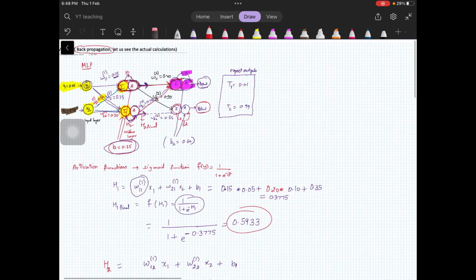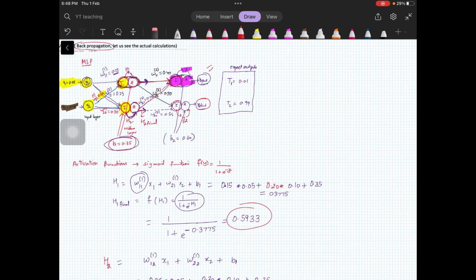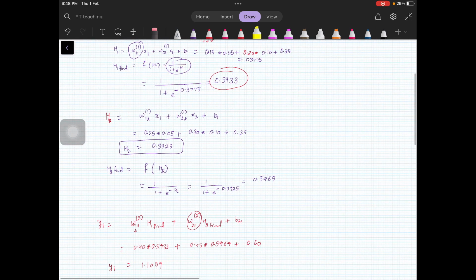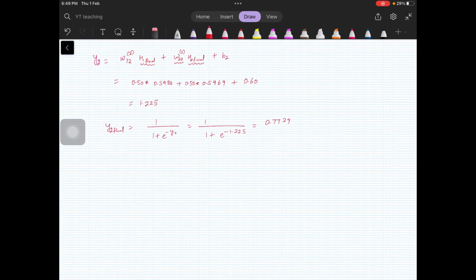So what is our y1 here? What we got is 0.7514, and this value here is 0.7729. Now you see what we were expecting. These are the values we are getting, and these are the values you were expecting. So you are far away from the values. So we have this situation that we get y1 equal to 0.7514 and y2 equal to 0.7729, and we were expecting t1 to be 0.01 and t2 to be 0.99.